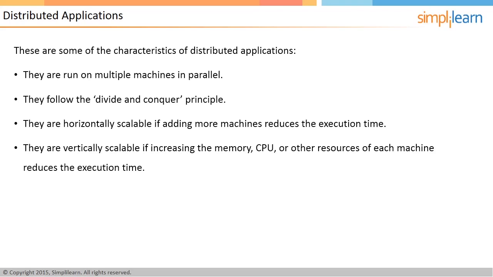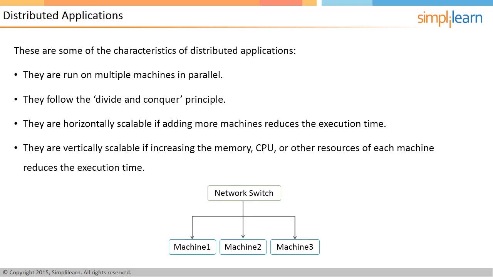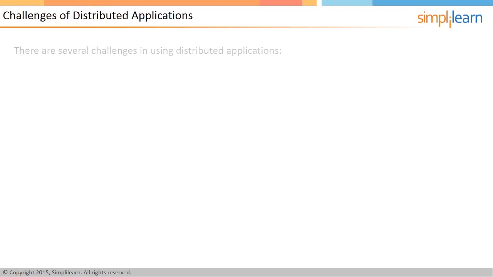One of the major issues that crops up while using distributed systems is partial failure. Another common problem is a race condition. Deadlocks and inconsistent states are also some challenges of distributed systems. Let us look at each of these difficulties in detail.